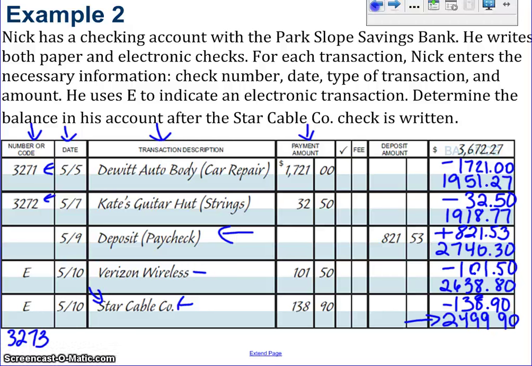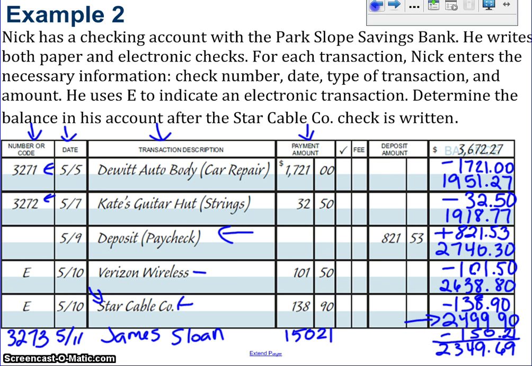It says that he wrote it on May 11th, so we've got 5/11 for the date, and it was made out to Mr. James Sloan. So that goes under the transaction description. And it was made in the amount of $150.21. So that's going to be subtracted from this value. And when we subtract it, the new balance is $2,349.69. And that's it for this lesson.